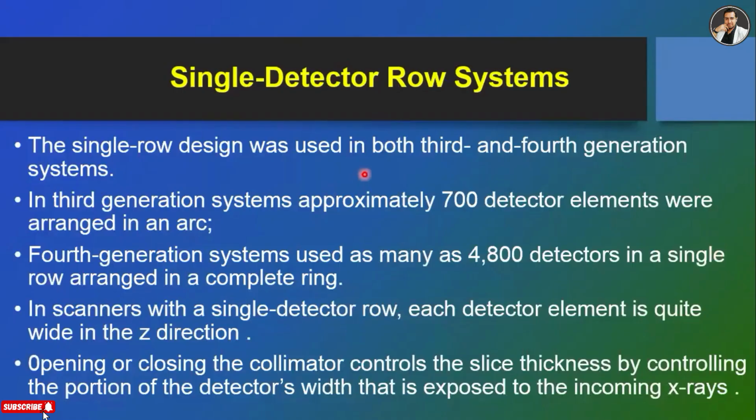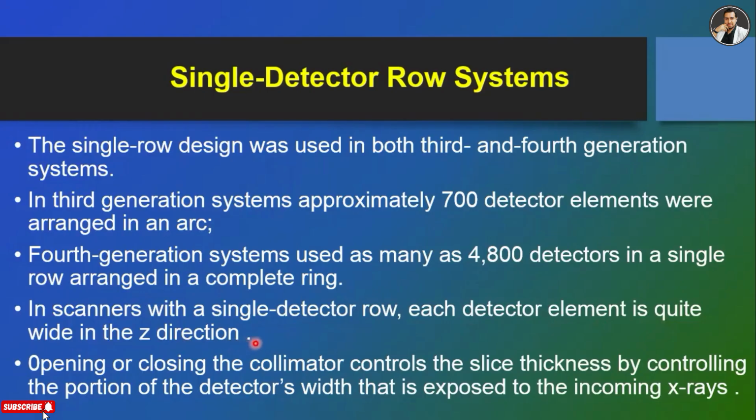The single detector row system was used in both the third and fourth generation systems. In the third generation system, approximately 700 detector elements were arranged in an arc. In the fourth generation system, approximately 4,800 detectors were arranged in a single row, in a complete ring. In a single detector row, each detector element is quite wide in the z direction.